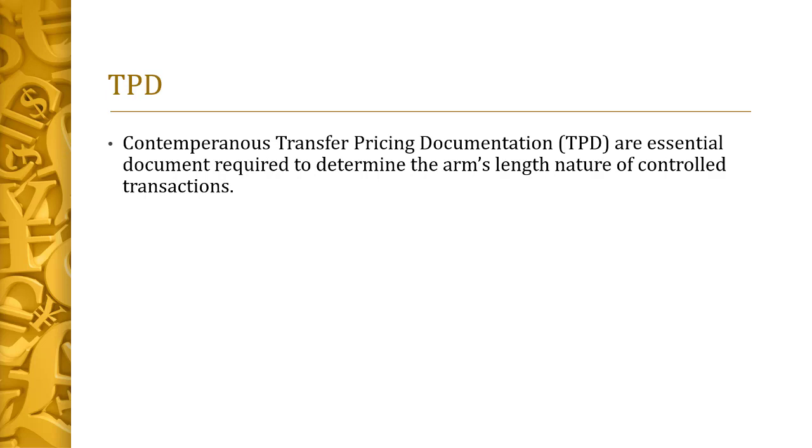contemporaneous transfer pricing documentation. It is called contemporaneous because this document is something that you're supposed to prepare at the very moment that you intend to enter into a controlled transaction. Remember, we say controlled transactions are transactions between associated persons. They are very essential because they give the Inland Revenue a way of assessing whether the transfer price that you've derived is regarded as an arm's length transfer price.